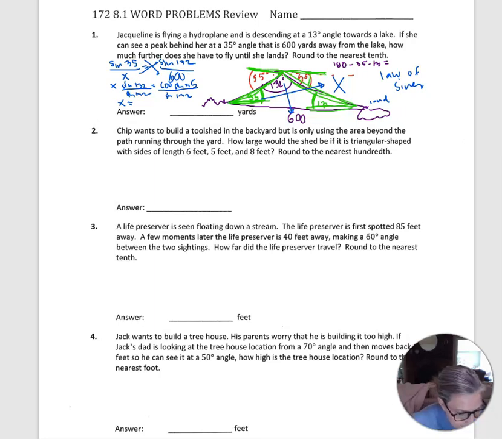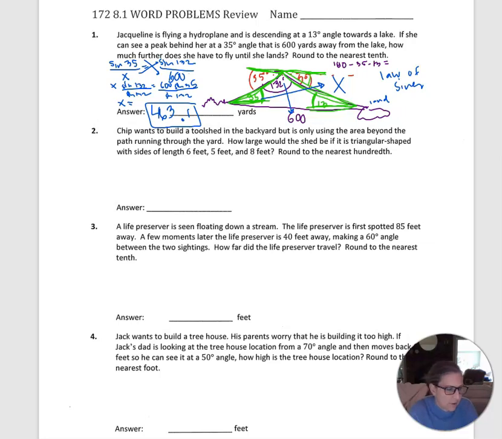And I am getting 463.09. It says round to the nearest tenth, so that'll be 0.1. The answers are at the back of this worksheet, and that is correct. The answer is 463.1 yards. Now that's pretty tough.